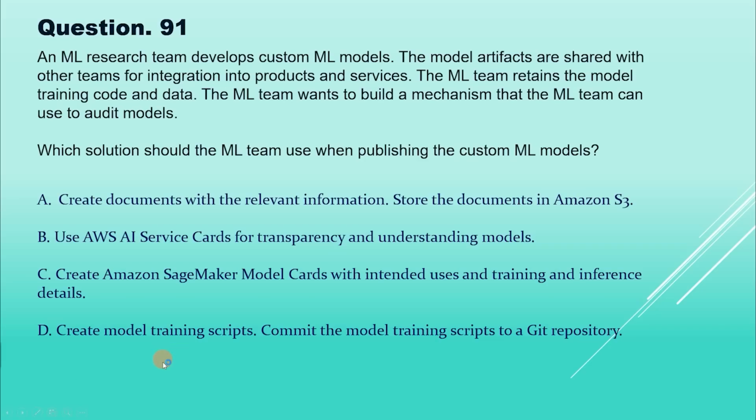And the correct answer here will be option C, create an Amazon SageMaker model card with intended uses and training and inference details. Because Amazon SageMaker model cards provide a standardized and centralized way to document key details about a machine learning model. This includes intended use, training and inference details, performance metrics and ethical considerations. So these cards enable the ML team to maintain transparency, track audit details and share relevant information with other teams when publishing models. So option C is correct here.